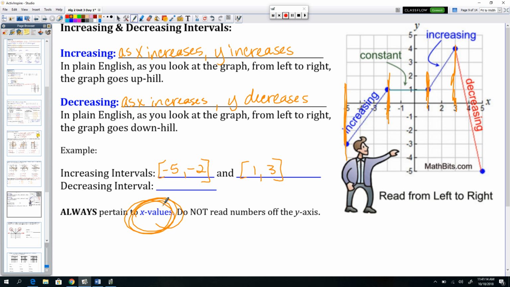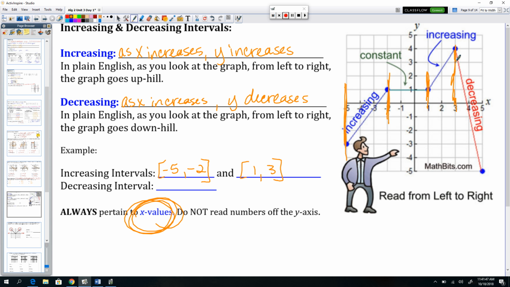X values to declare your increasing interval. Do not tell me y values. A lot of students often say, oh, it's increasing from -3 to 1. I don't want to hear y values. I want to hear x values. When you say the word increasing, I've already got a picture in my mind that the y values are going up. I've already got that understanding. What I need you to tell me is when, in what window of x values is that going up. Use x values only.